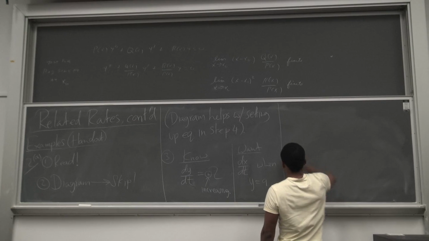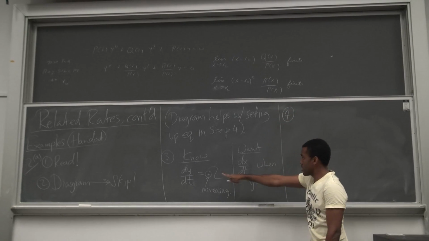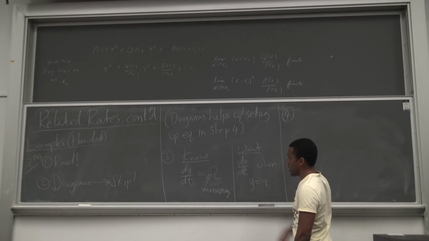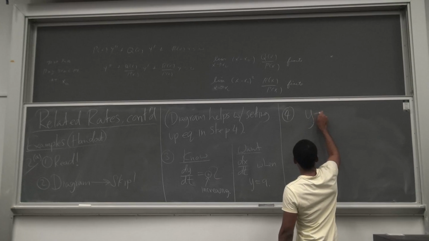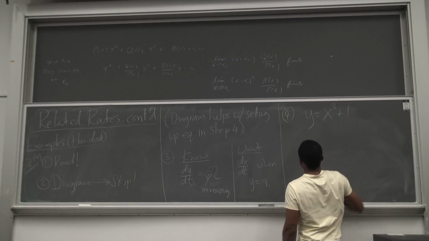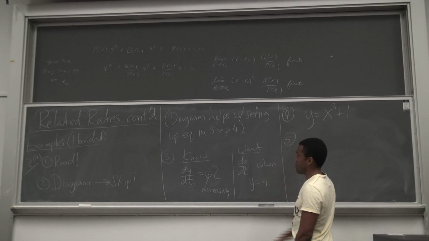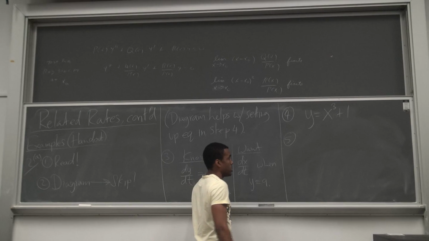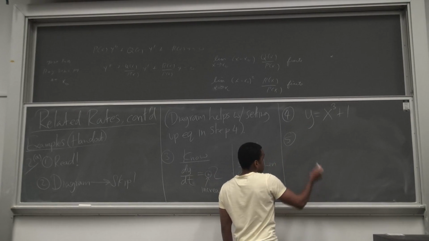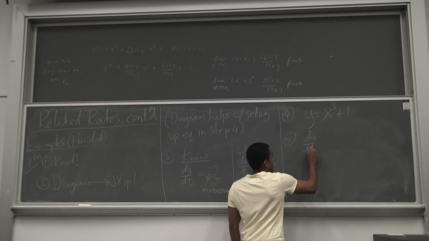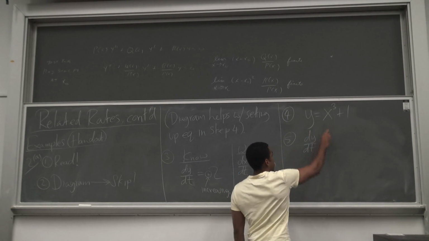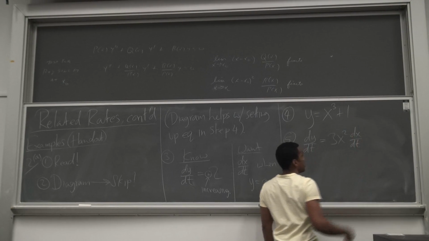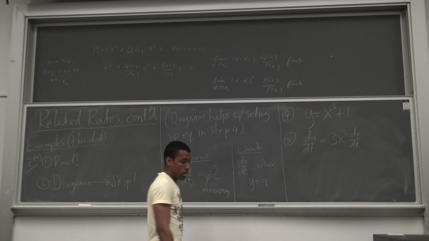Now we move on to step 4. Step 4 is to just have an equation that relates all the variables that we need to worry about, which is an equation relating x and y, but we were given that equation. y is equal to x cubed plus 1. Step 5. Differentiate implicitly with respect to t. Derivative of y is dy/dt, or y prime. 3x squared times dx/dt, or x prime. Derivative of 1? 0. So that's our relationship.